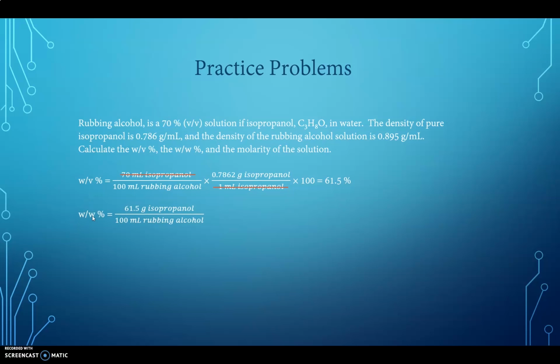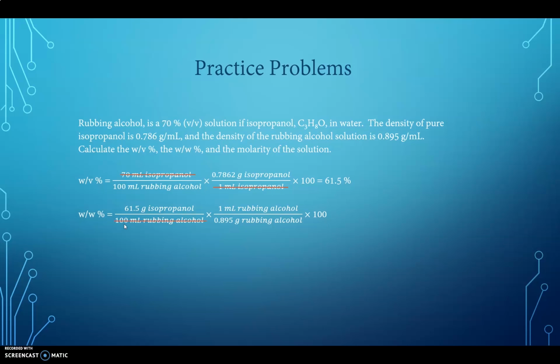To get the weight percent, we can just pick up where we left off in the first problem. So we'll start with our 61.5 grams of isopropanol in 100 milliliters of the solution, which is our weight volume percent. In this case, we need to change the denominator. It has to go from milliliters to grams. The numerator is already in grams, so we're fine there. So this time we're going to use the density of the rubbing alcohol solution itself, since that's what we're trying to change. We'll multiply that result by 100, and that will give us our percent.